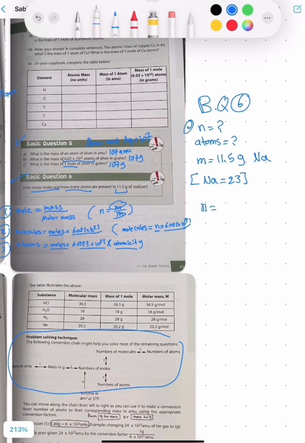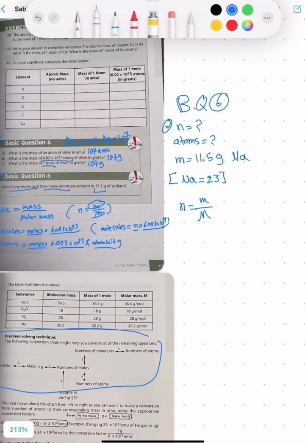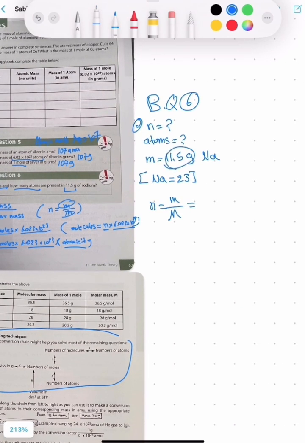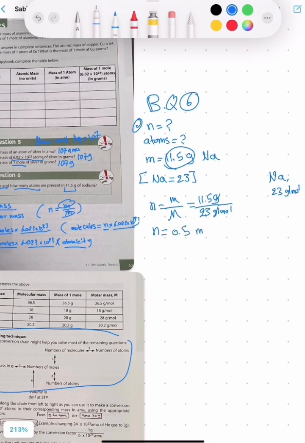Now let's do the first one. Number of moles is equal to what? Mass over molar mass. So how much is the mass? 11.5 grams over the molar mass of sodium. It's only 1 sodium, nothing else with it, so you do not add another number. So 1 times 23, 23 gram per mole. So divided by 23 gram per mole. Look at the units; they cancel. The number of moles is equal to 0.5 moles of sodium. The first one is done.